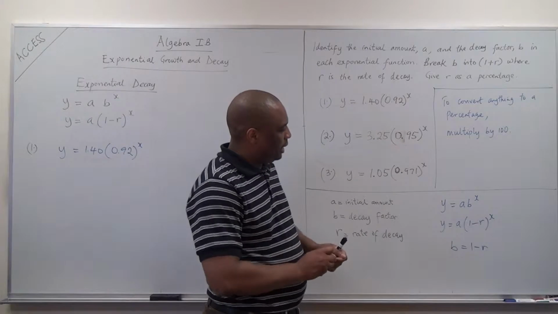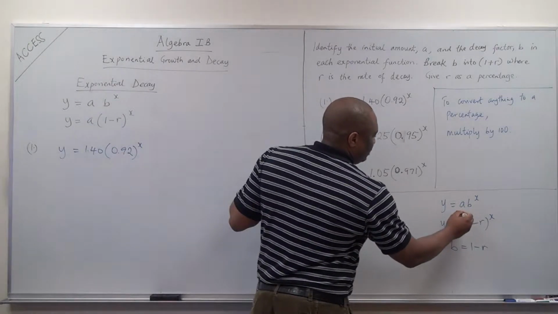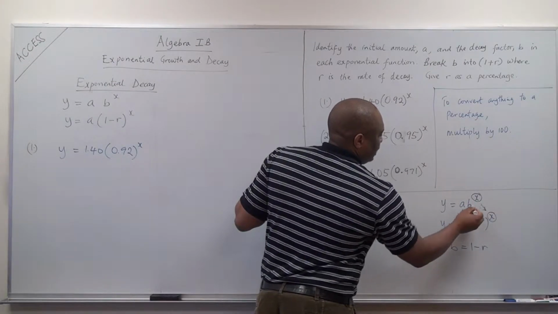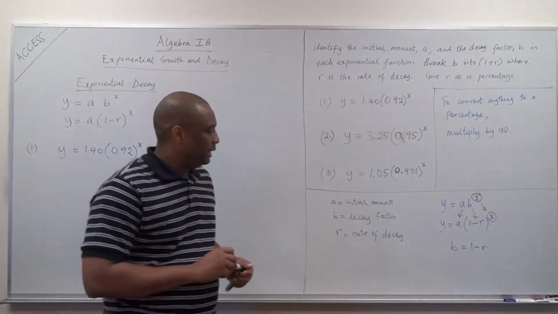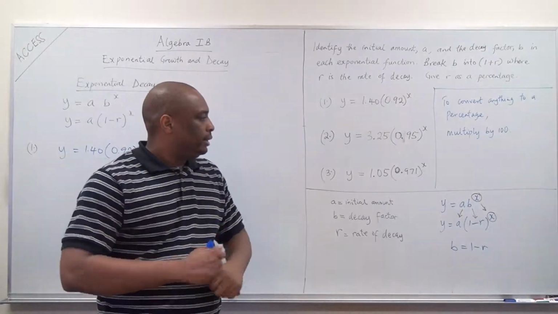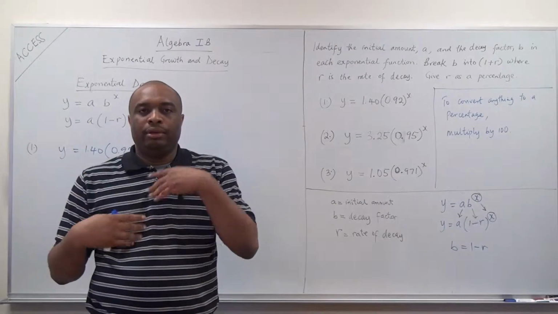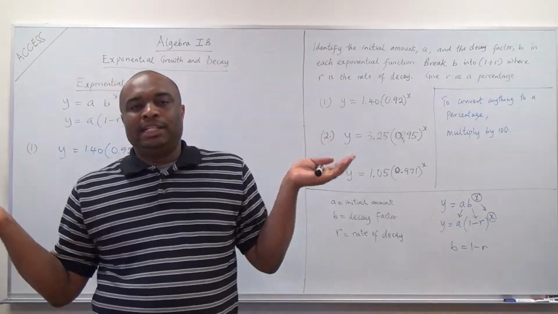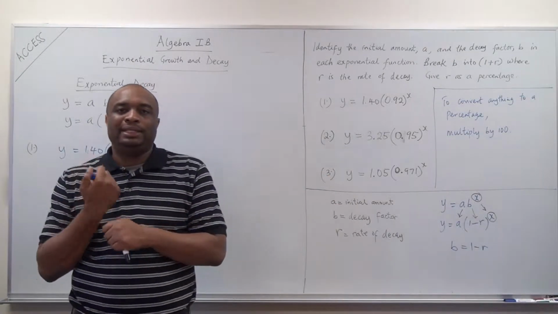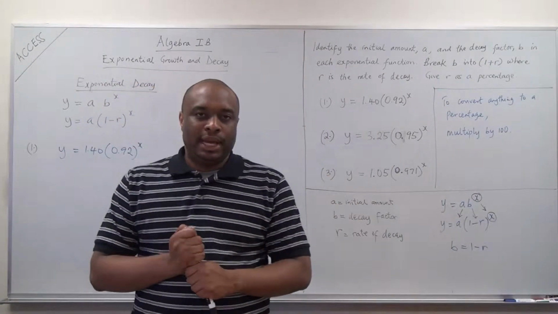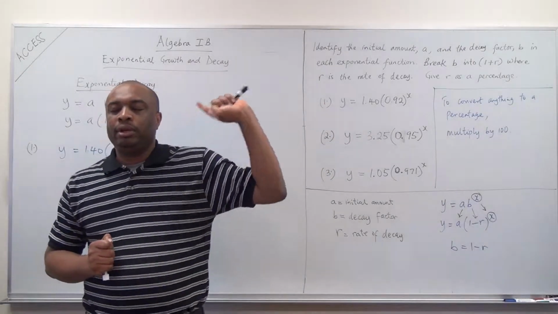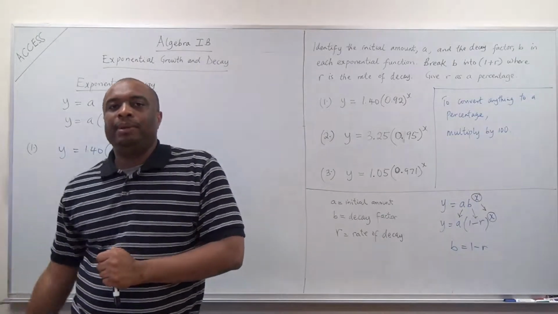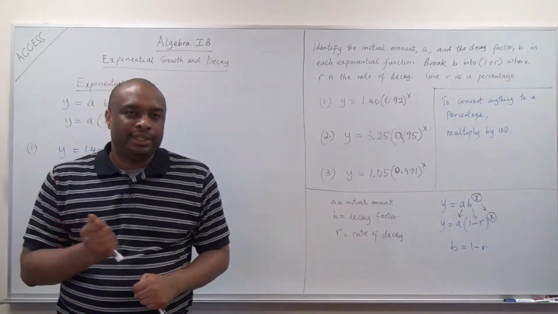If you look at it, our A still becomes the initial amount. Of course, our X is our X right here. Then our B becomes the decay factor, 1 minus R. So in exponential growth, our B is the growth factor, which is 1 plus R. In exponential decay, our B is the decay factor, which is 1 minus R.